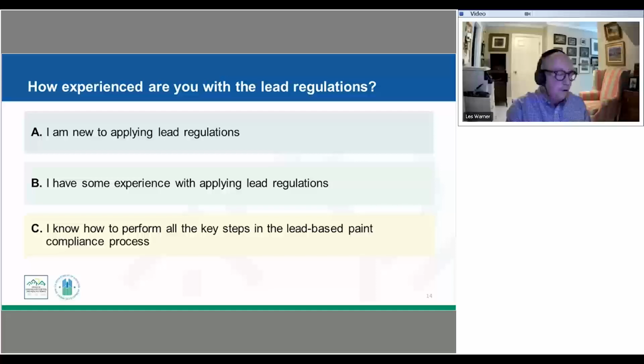But again, I think for folks that have a little experience with this, this is a really good opportunity to think through how my program is set up, and how I am staffed in a way to make sure that I'm going to be in compliance with these regulations that are being covered here.